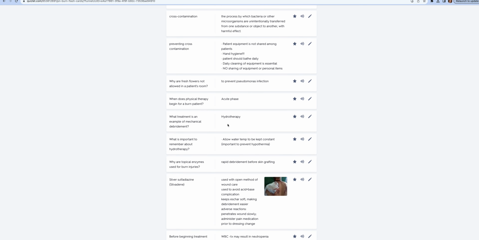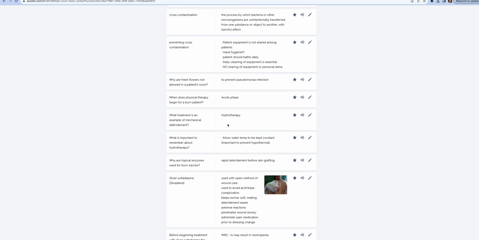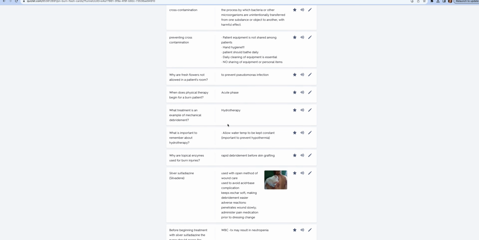Physical therapy begins in this stage. Hydrotherapy begins in this stage. Hydrotherapy is an example of mechanical debridement. Okay, when somebody has eschar, so for like the full thickness and the deep full thickness, the eschar has to be removed before the wound can start to heal or before they can put even grafts on, because at that level the skin is not going to regenerate itself.